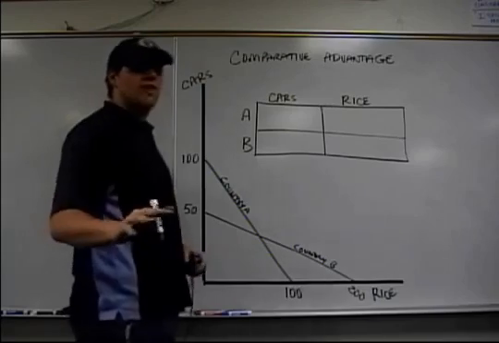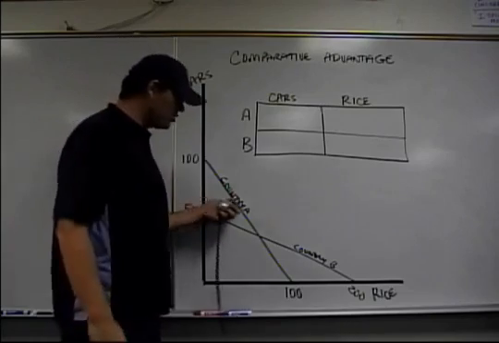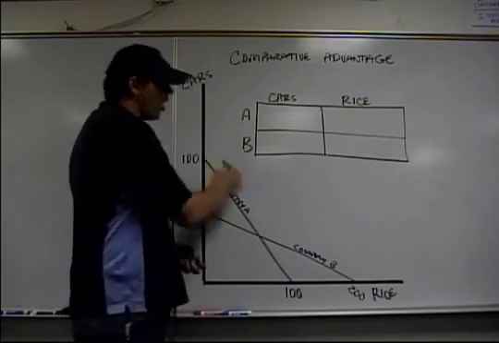Today we're going to talk about comparative advantage. Now before we start the clock, we've got the production possibilities curve for two countries, country A and country B. It's showing the production of cars and rice.